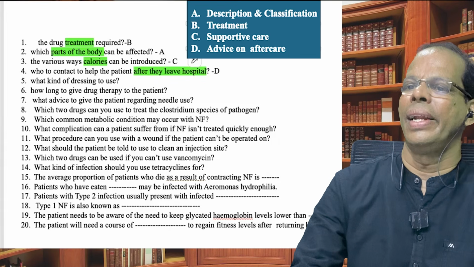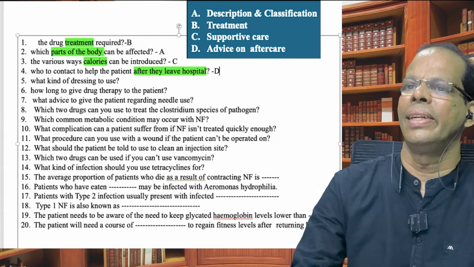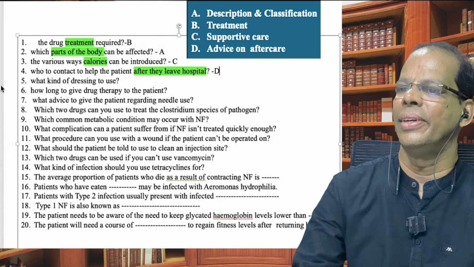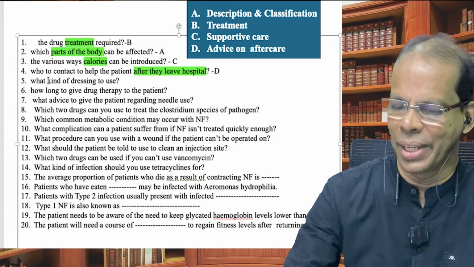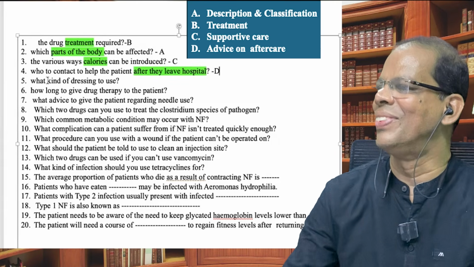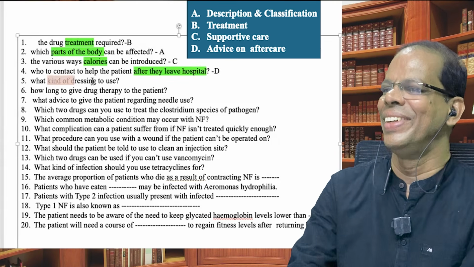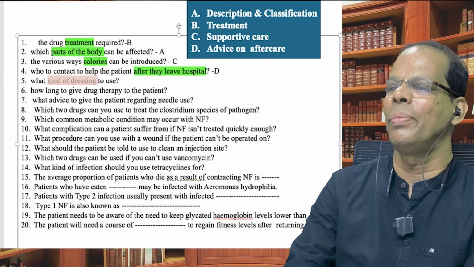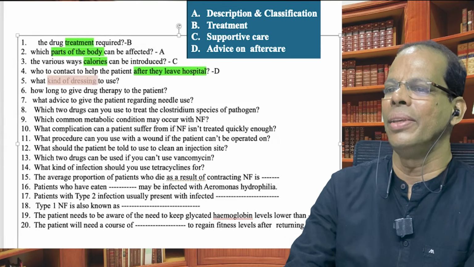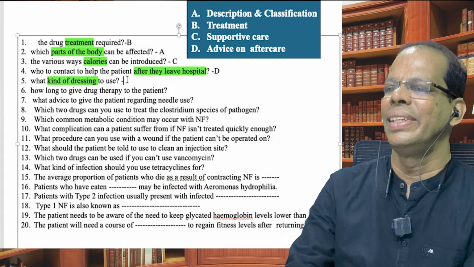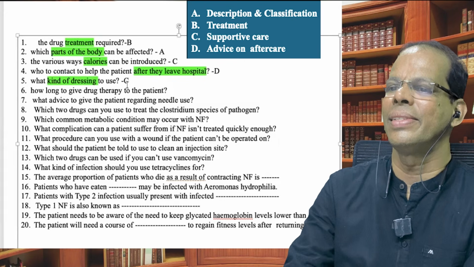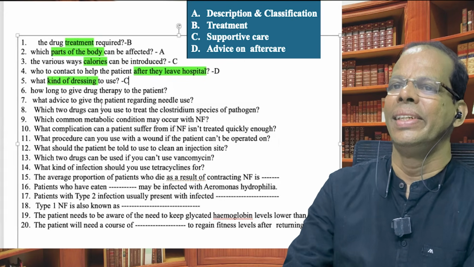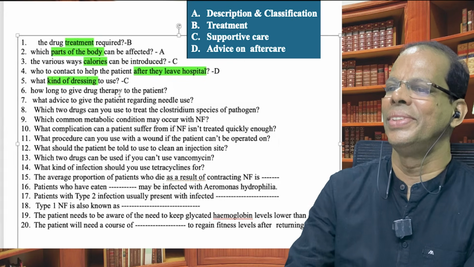What kind of dressing is to use? Dressing is supportive care, C, yeah. And you are getting 10 marks each, right? So within fraction of seconds, just reading without looking at the text at all. Then how long to give drug therapy to the patient? Therapy is the synonym of... Yeah, drug and therapy both are the synonym of treatment, yeah. So B.